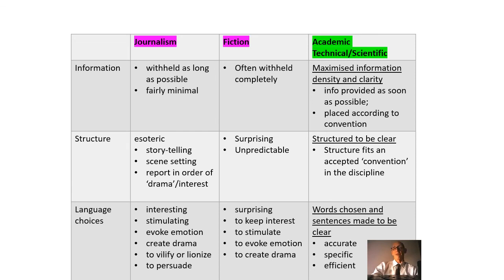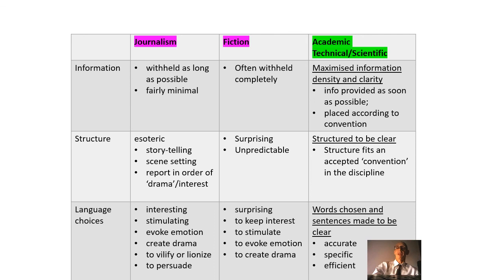Now, if we look at fiction, language choices are in particular to surprise, to keep interest, to stimulate, to evoke emotions, and to create drama again. And of course the connotation of the word is very important. One of the most important things is variety. If you use the word cloud in fiction, you don't use it again. You could in journalism. You have to in academic and technical and scientific writing. You say cloud, you've got to keep saying cloud. You can't call it something else. In fiction, you'd have to call it little fluffy cotton wool of the sky, or something else. You can't use the word again because you would need to be interesting.